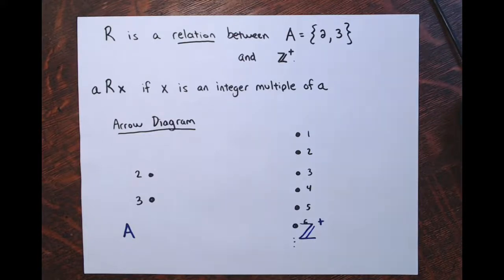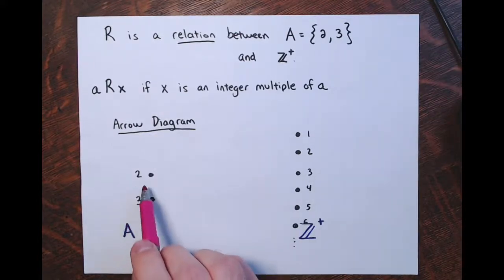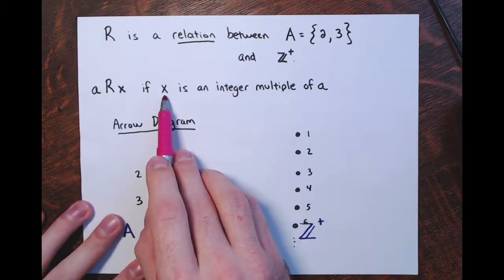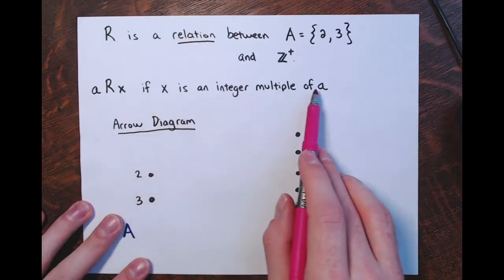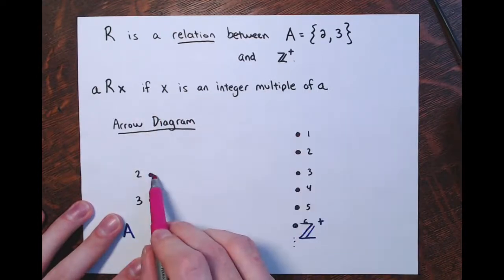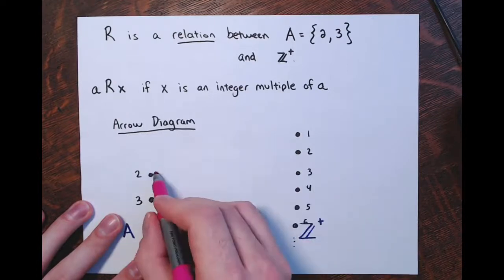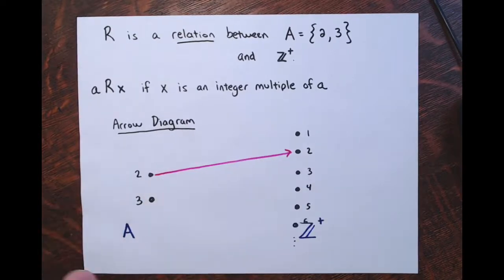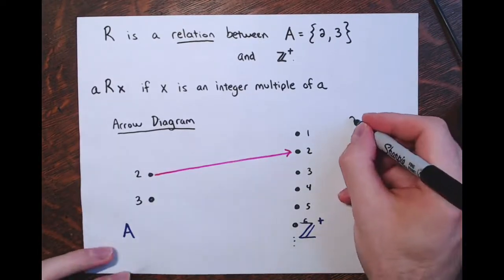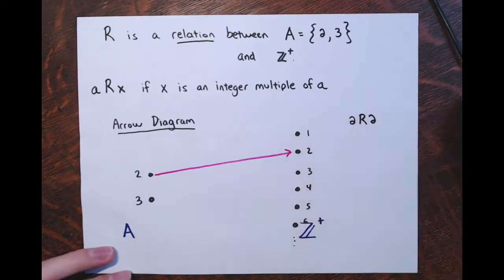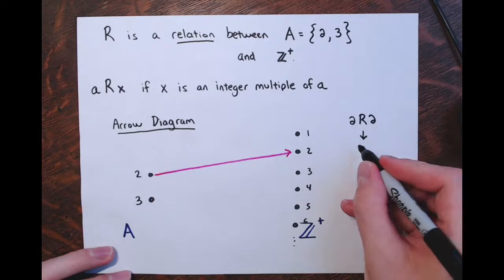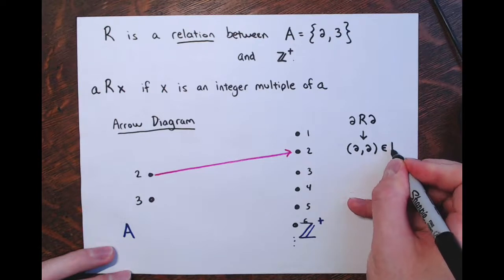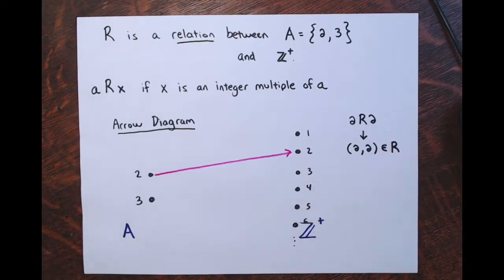Now they're telling us the relationship, right? They're saying there should be an arrow from an element of A to an element of Z plus if the integer in Z plus is an integer multiple of the element of A. So is 1 a multiple of 2? No. Is 2 a multiple of 2? Yes. So 2 maps to 2. Another way I could write that is 2R2, and what that means is that the ordered pair (2, 2) belongs to this relation called R. These mean the same thing.